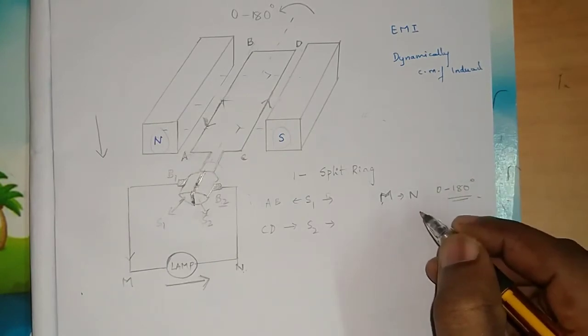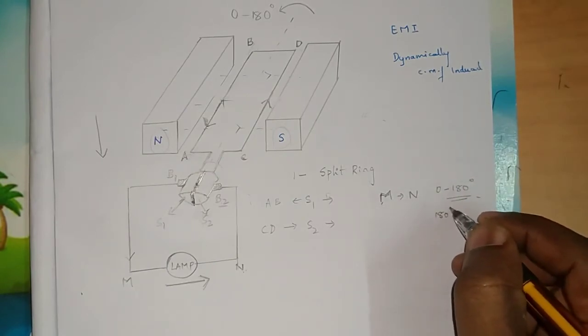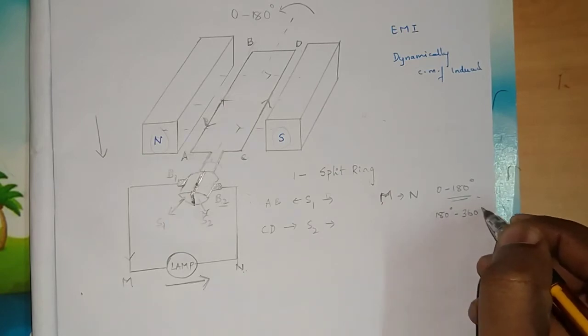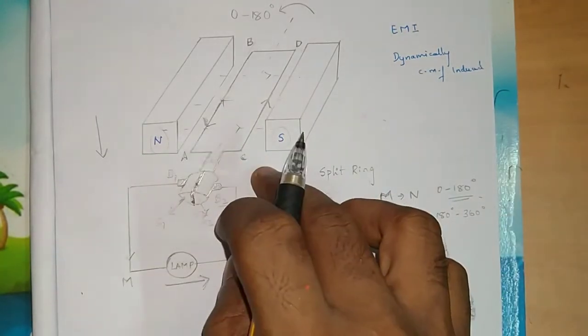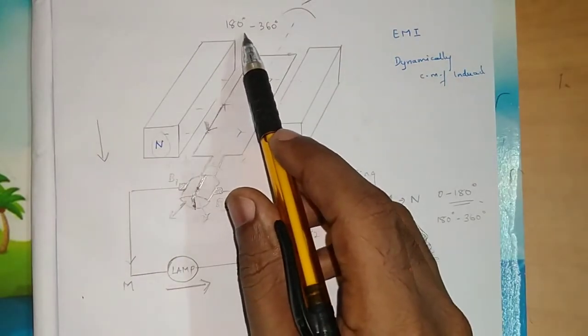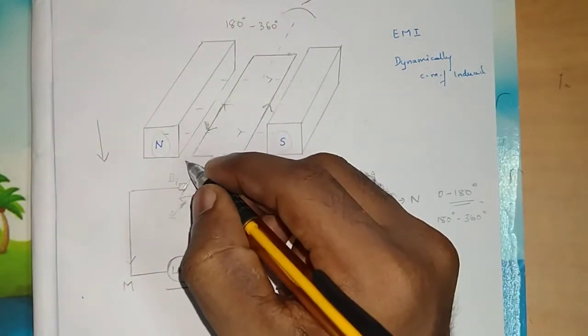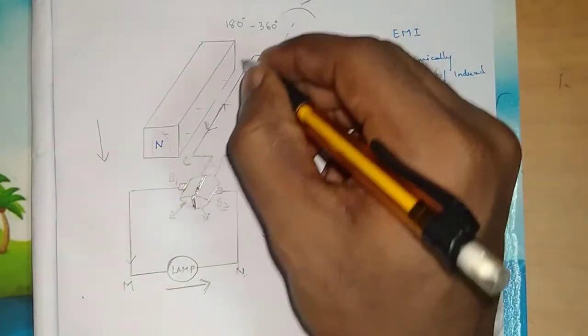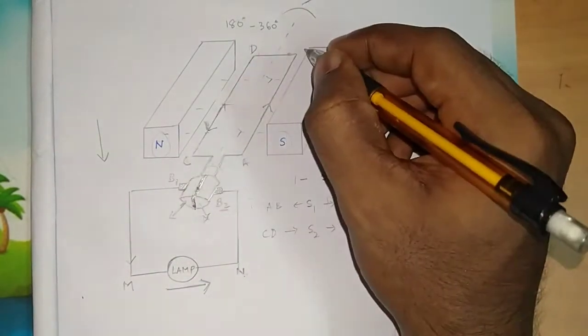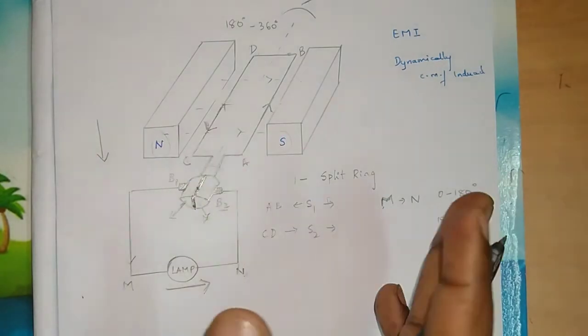Now we will find out what will be the direction of current for further 180 degree rotation, that is from 180 to 360 degree rotation. For that I need to interchange the conductor. For further 180 degree rotation, 180 degree to 360 degree, your conductor will get interchanged. So earlier it was A and B, now it will be C and D. Here it will be A and B in the place of C and D. Only the conductor will get interchanged.